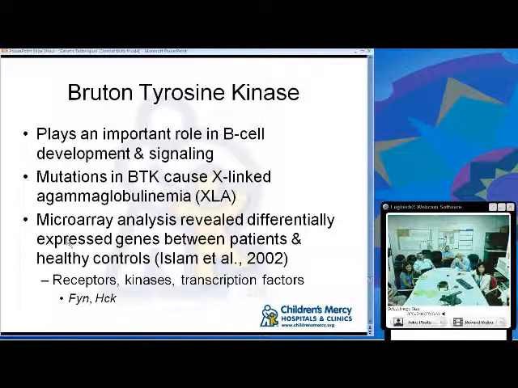And the microarray analysis revealed differentially expressed genes between the patients and controls, and this was published in 2002. And what they found in those genes were receptors, kinases, and transcription factors. And a couple of these kinases were FYN and HCK.